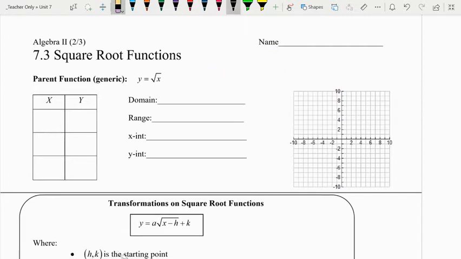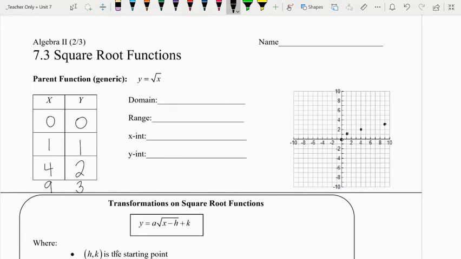But let's talk about the parent function of it. This is kind of just the generic form. So if we use this equation and we just plug in some numbers for x, let's go with 0, 1, 4, and then let's do a 9. The reason why I'm picking all of those is because each one of those has a square root. So square root of 0 is 0, square root of 1 is 1, square root of 4 is 2, square root of 9 is 3. Okay, so let's go ahead and plot those points. 0, 0, 1, 1, 4, 2, and 9, 3.